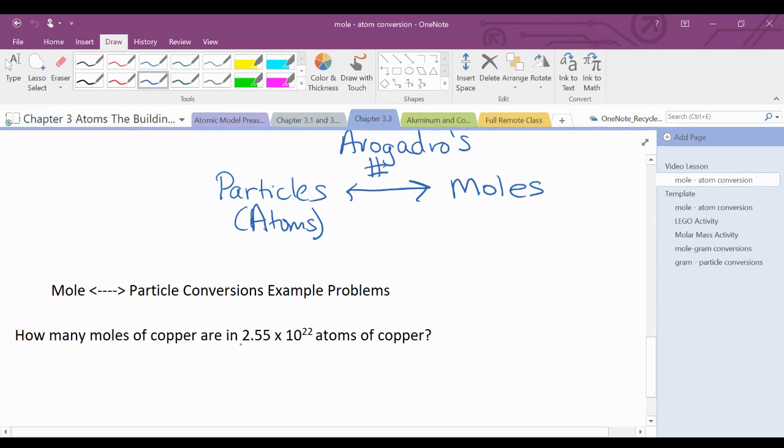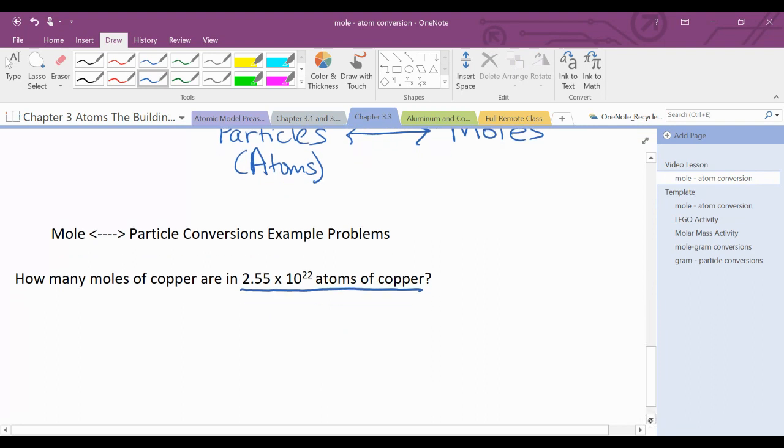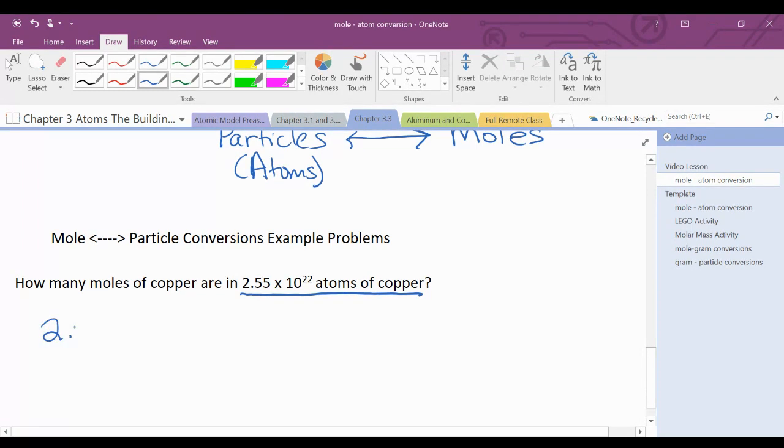So this is what I have. I'm going to write that on the top of my railroad track.